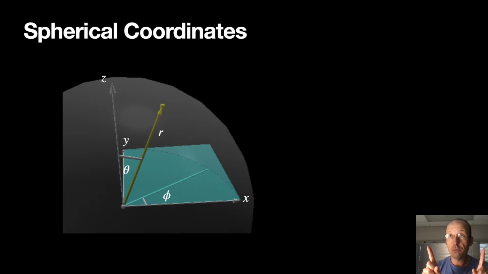Be careful. Sometimes they flip that. It depends on who does it. Typically, from my experience, math likes to put phi right there and theta down there. Physics likes to put phi down here and theta right there. I don't know why. It's just one of those things you've got to accept. You can probably figure out which way it is just by looking at the problem. So it's not a big deal.